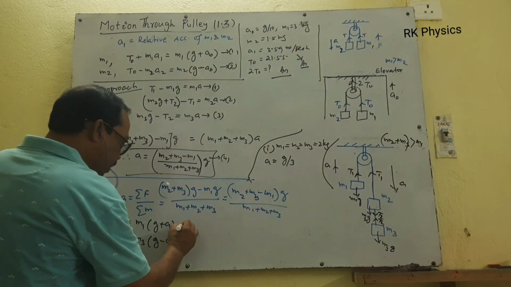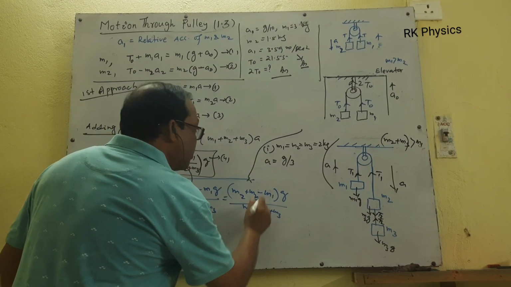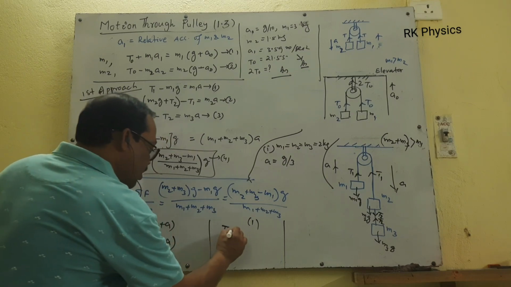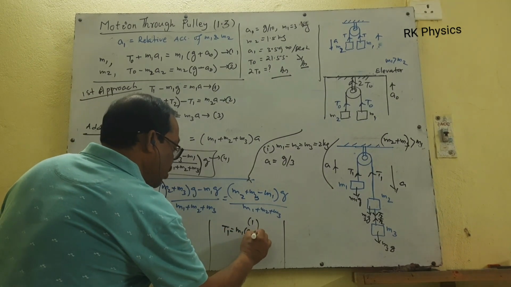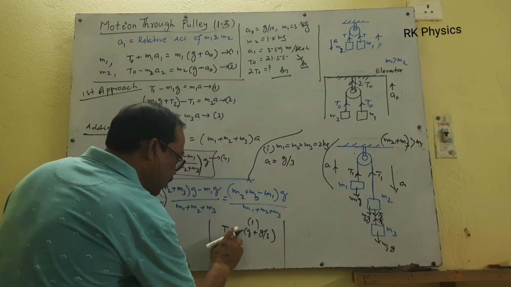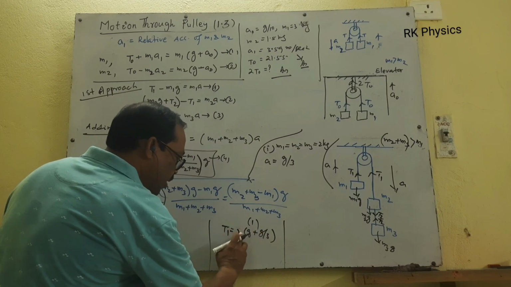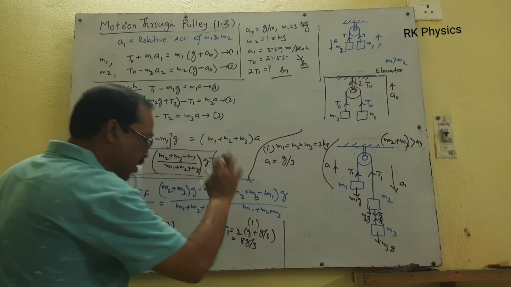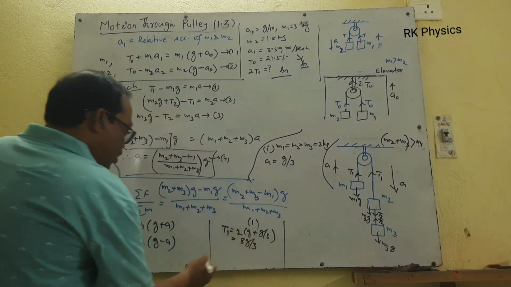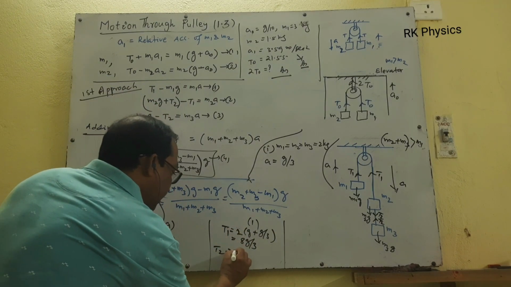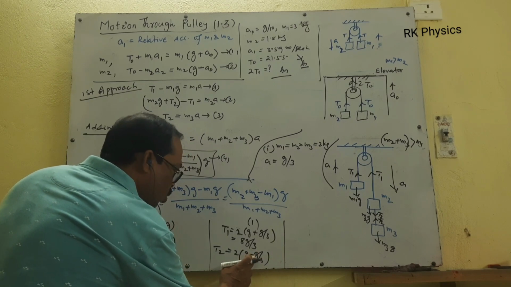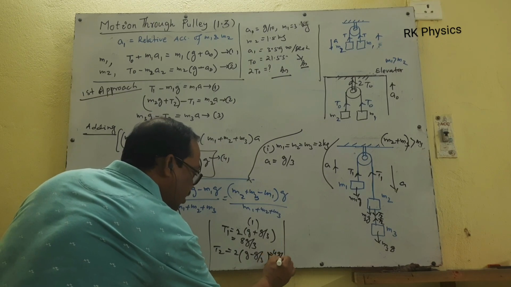If acceleration is g by 3, then in this first case, what is T1? T1 equal to M1 into (g plus g by 3). So 3 plus 1 is 4. What is M1? M1 is 2. So 4 into 2, this is 8g divided by 3. You put the value of g, either 9.8 or 10, according to your question. Similarly, what is T2? T2 is M3 into (g minus g by 3), 3 minus 1 means 2, 2 into 2 is 4. This is 4g divided by 3.